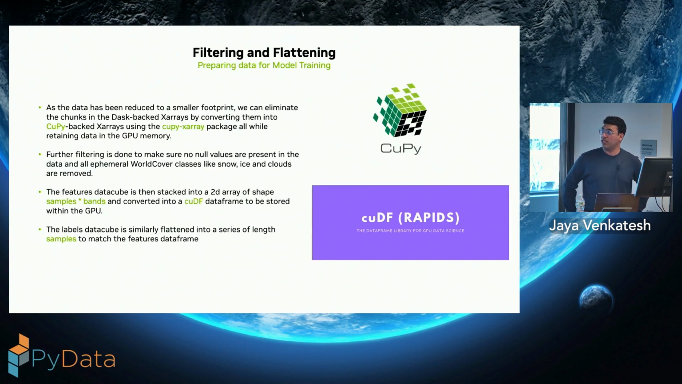Okay, so now that we got all of our features and we saved them in Xarray, how do we actually train the model for this? Because our data is in a pretty small footprint now, only around 200 MB, we can use cuPy-backed Xarrays instead of Dask-backed Xarrays because we don't need chunks anymore. Our data is small enough that we can do all of this on a single GPU now. There is a package called cuPy Xarray, which automatically converts your Dask-backed Xarrays to cuPy-backed Xarrays.